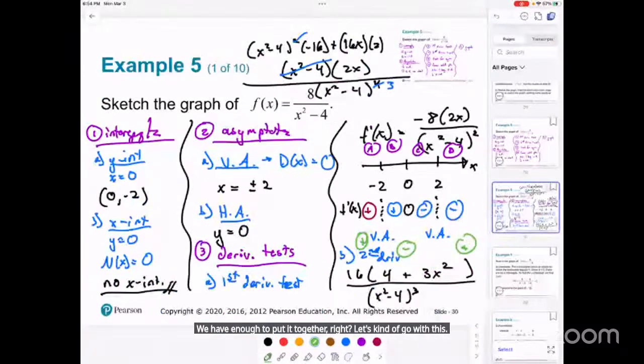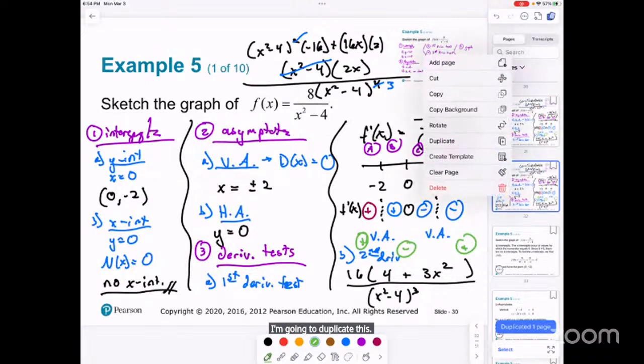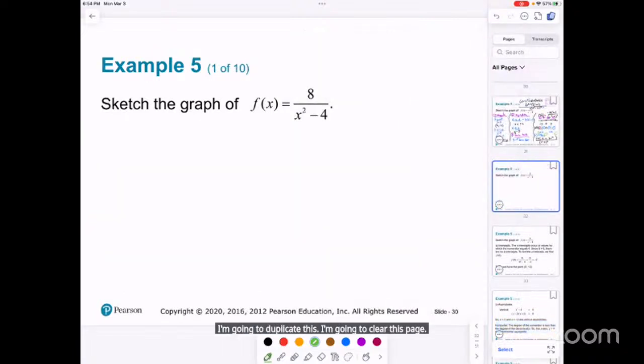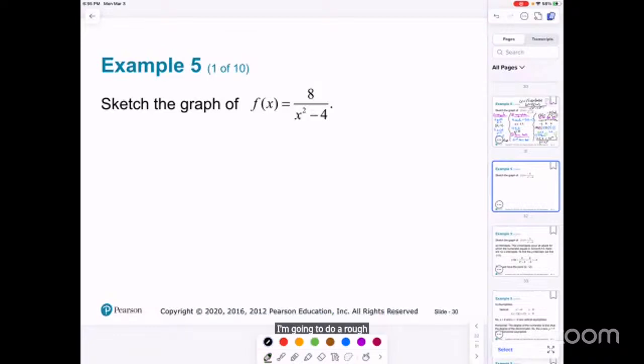Okay, so let's do our best to put this together. Let me think. I'm going to duplicate this. I'm going to clear this page. Okay. And I think I'm going to leave my little thing on the side here as my reference. Okay, so we got plus or minus 2. Again, I should do a few additional points, but I'm just going to kind of go with it. I'm going to do a rough sketch because I am in a bit of a hurry.